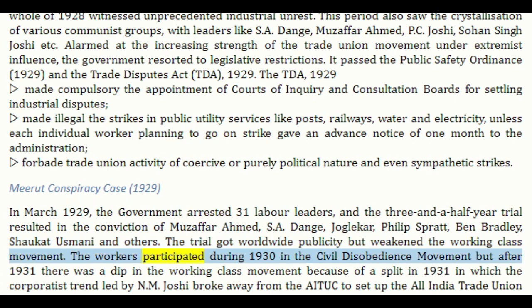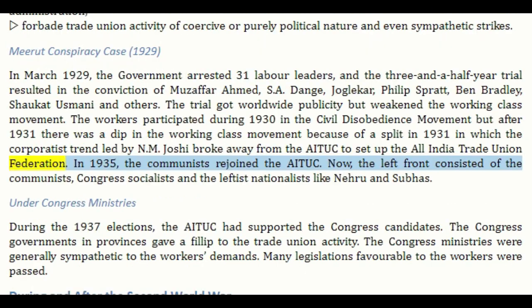The workers participated during 1930 in the civil disobedience movement, but after 1931 there was a dip in the working class movement because of a split in 1931 in which the corporatist trend led by N.M. Joshi broke away from the AITUC to set up the All India Trade Union Federation. In 1935, the communists rejoined the AITUC. Now, the left front consisted of the communists, Congress socialists and the leftist nationalists like Nehru and Subhas.